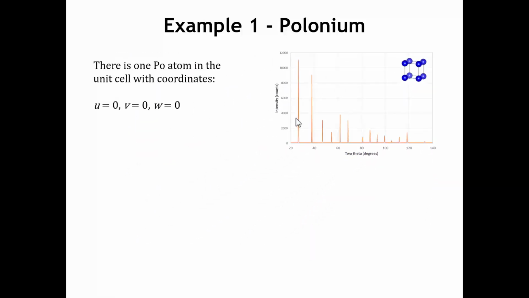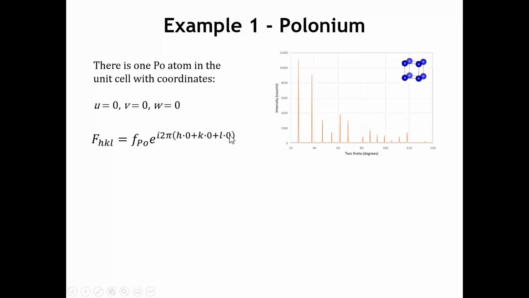Okay, so this is a primitive cubic unit cell. There's only one atom in the unit cell, and the coordinates of that atom are 0, 0, 0. The structure factor for any given peak is the atomic form factor for polonium times e to the i 2 pi times (h times u plus k times v plus l times w).